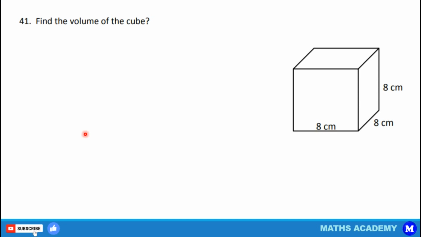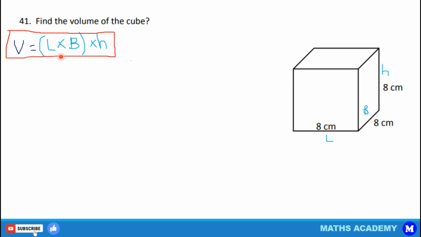Question number 41. It says find the volume of the cube. So now we should find the volume of this cube. Volume means the interior capacity of a 3D object. So now to calculate the volume of this cube, we have a specific equation to calculate that. That is the square's area into the height. And I'll put the equation on the screen. This will be the equation to calculate the volume of this cube.